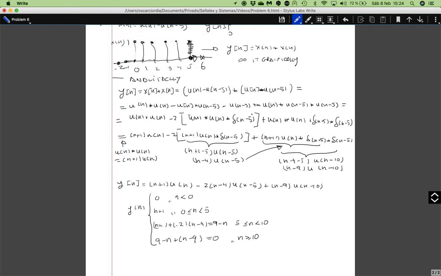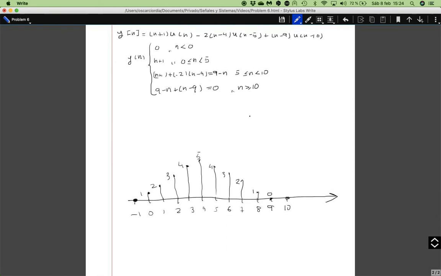And again, you could have done that doing the convolution graphically, as I said before, but also analytically.